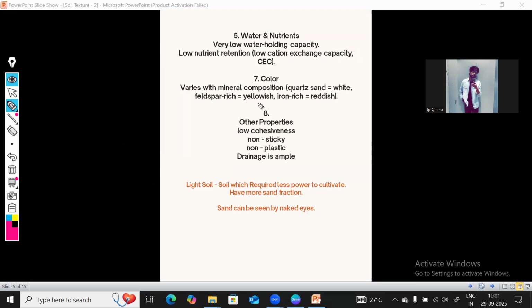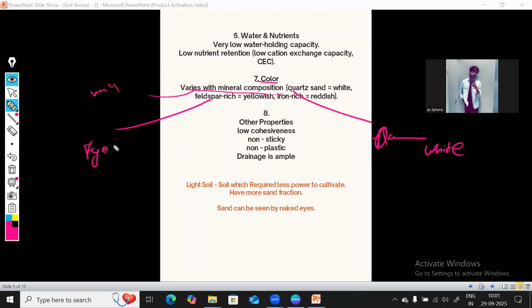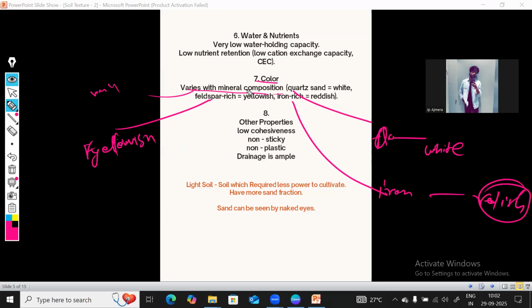So what is the next thing? That is color. It varies with the mineral composition. It changes with what kind of minerals are in the soil. If sand is formed from quartz, with maximum quartz, that means white color. If sand is rich in feldspar, then the color is yellow. If there is iron in the soil, it gives color. So sand will change with the mineral composition. Simple as that.